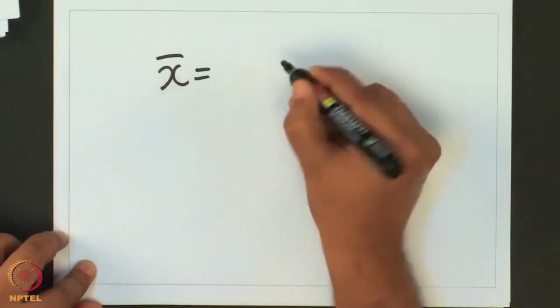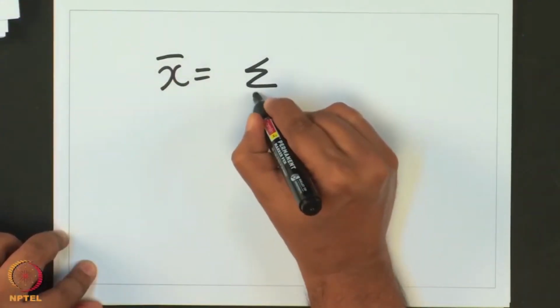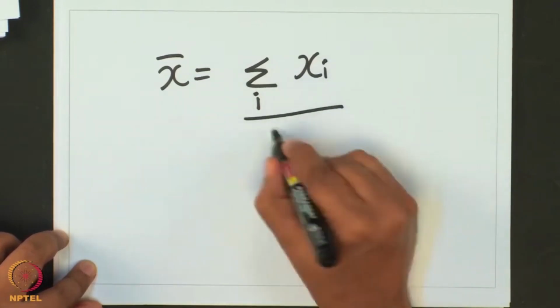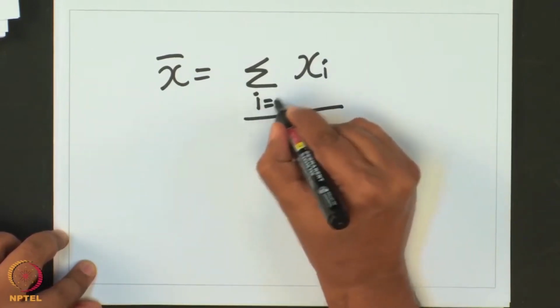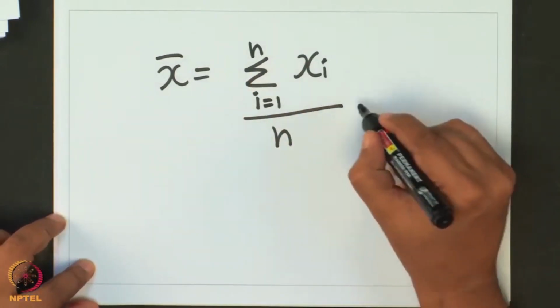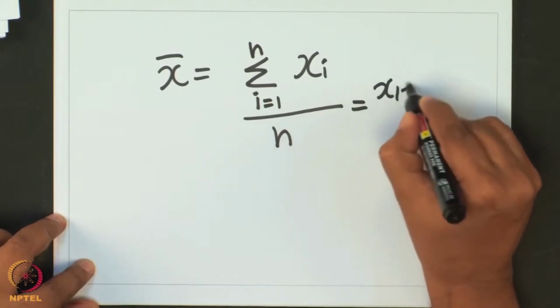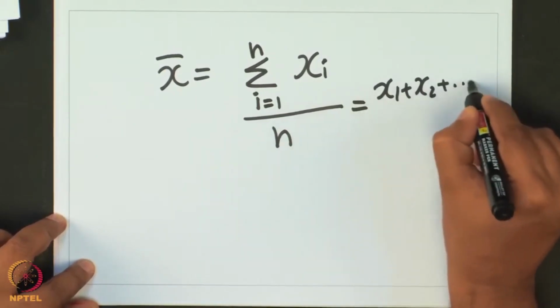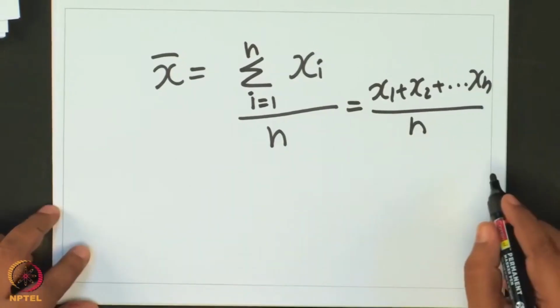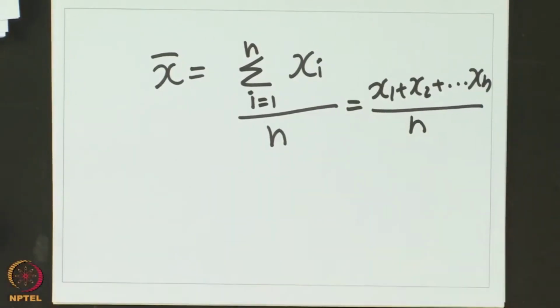And mathematically, this is written as x bar is the sum over i of xi divided by n. So this i goes from 1 to n. There are n xi's. This is the same as saying x1 plus x2 plus up to xn, divided by n. So this is the thing called mean.